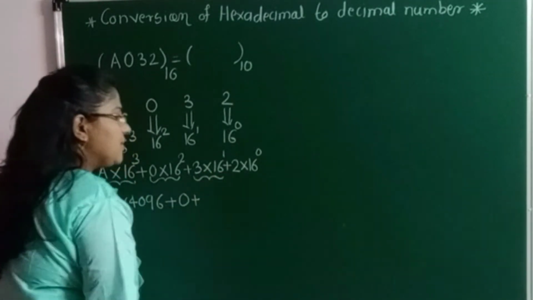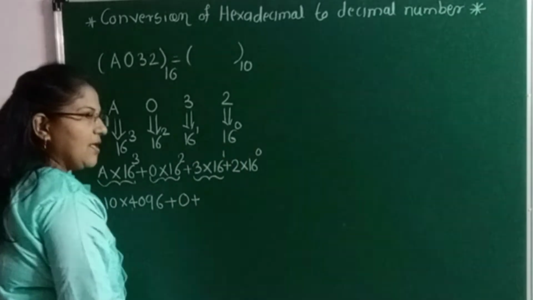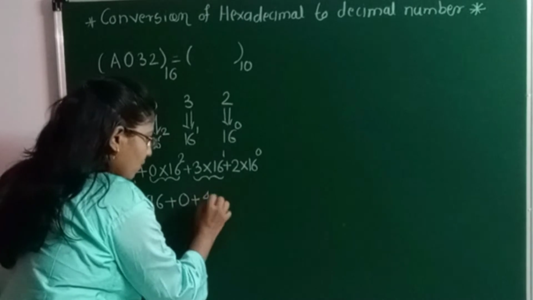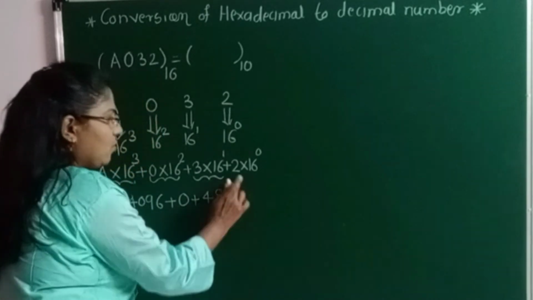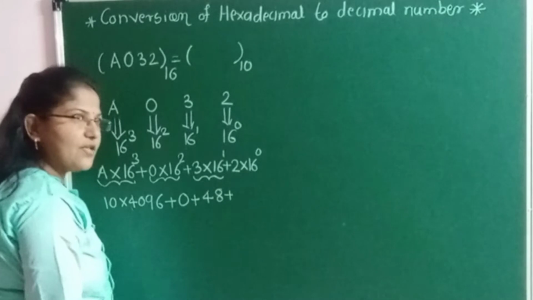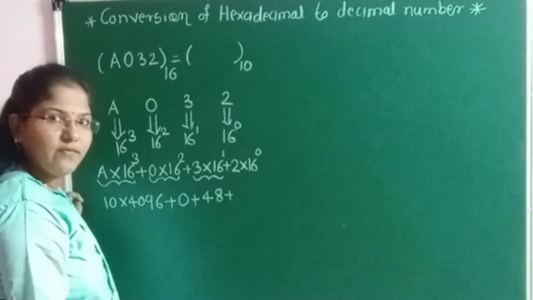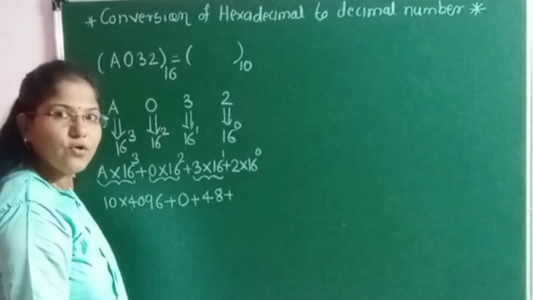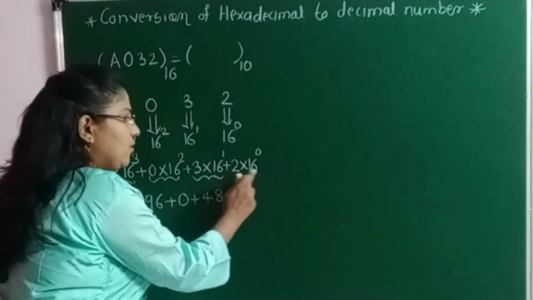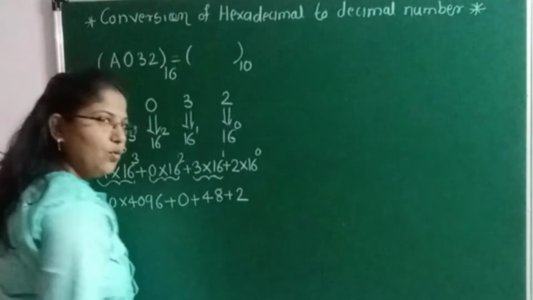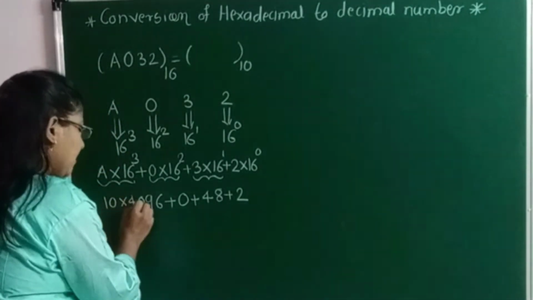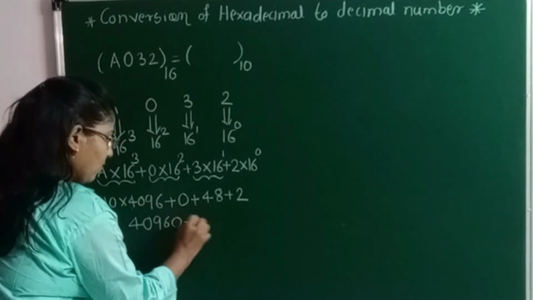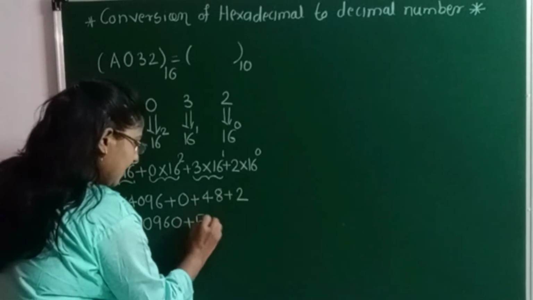Next, 3 into 16 raised to 1. 16, its power is 1, so the result is 16. So 16 into 3 is 48, plus 2 into 16 raised to 0. 16 raised to 0 is equal to 1. Why? Because if we write the power as 0 of any value, then its result is going to be 1 only. So 2 into 1 will become 2. Next, 10 into 4096, this is nothing but 40960, plus 48 plus 2, it is 50.